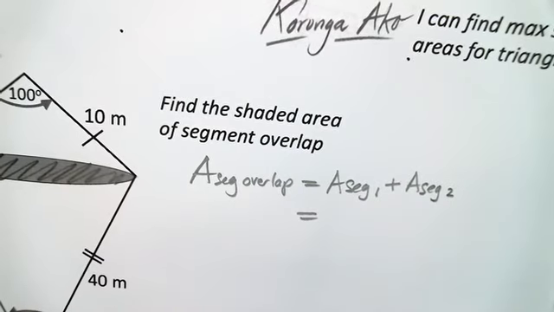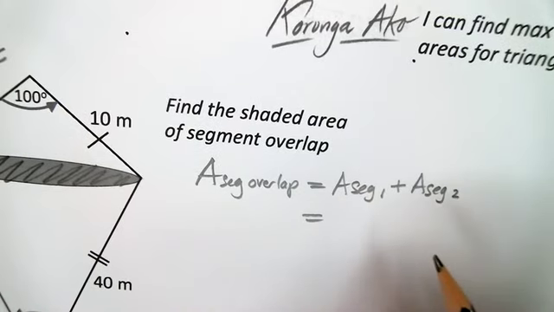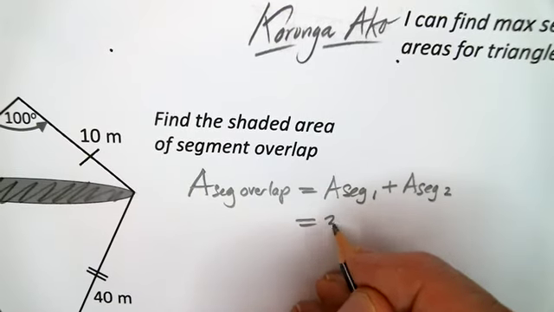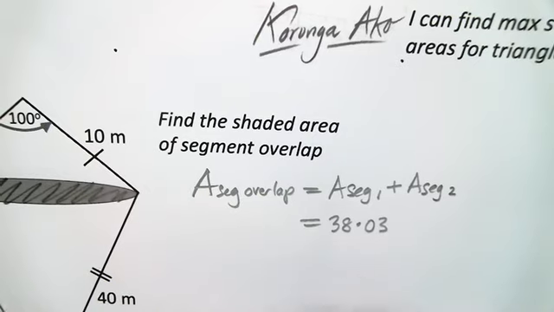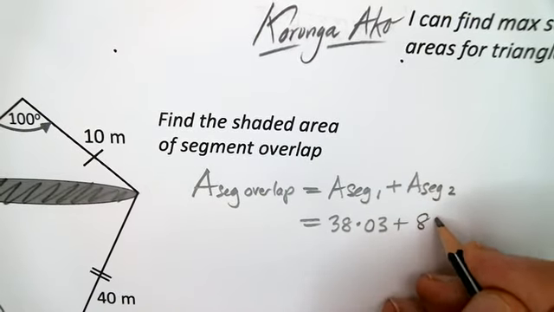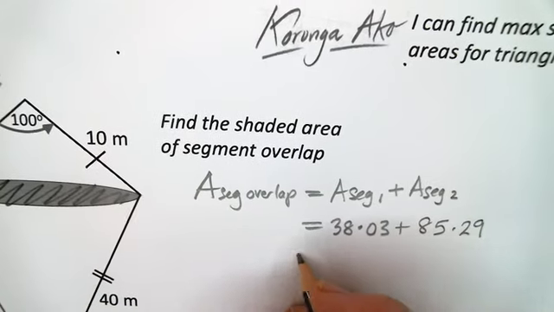So notice how I'm setting it out. We need to be scientific and mathematical in this, so don't just put something plus something equals. You want to say what it is you're actually finding. So in this case, the area of segment 1 was 38.03 square meters. We don't put the units in until we get to the end. Area of segment 2 was 85.29. And then we added those two together.